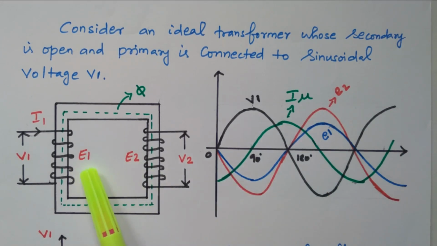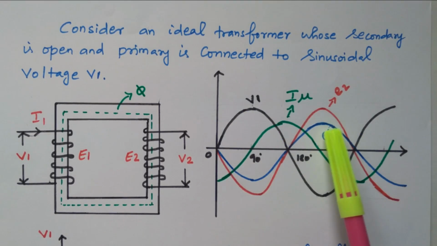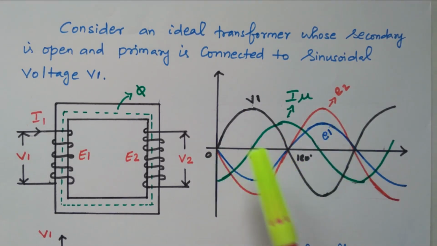And the induced EMFs E1 and E2 are opposite to V1. Based on Faraday's law and Lenz's law, the induced EMF opposes the flux. So this red color and blue color are E1 and E2, opposing each other. They are completely 180 degree opposite to the applied voltage. V1 starts at 0 degree, then the magnetizing current starts at 90 degree, lagging the applied voltage by 90 degree. E1 and E2, the EMF induced in primary and secondary, are completely opposite to the applied voltage.